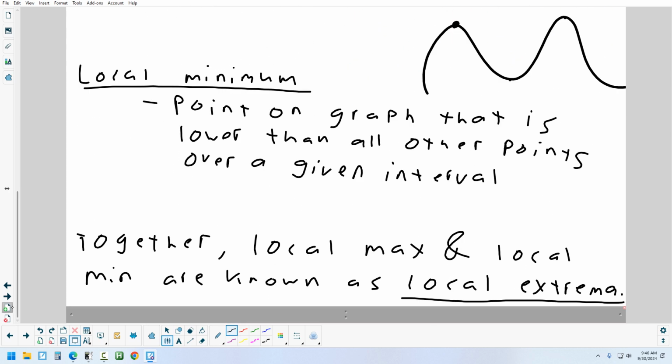All right. Any question on the definition of local minimums and maximums? Okay.